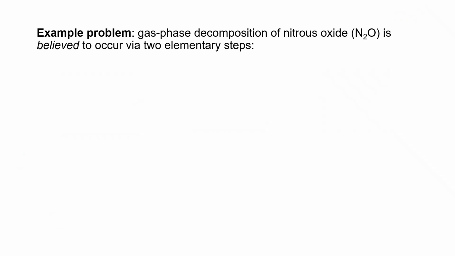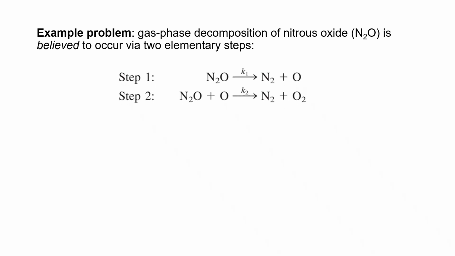All of this is easier to understand with an example problem. We're going to look at the gas phase decomposition of nitrous oxide, which is believed, emphasis on believed, to occur via two elementary steps. What are those steps? By the way, this is a little different from the reaction we were looking at before. This is decomposition, right? So a proposed step 1 is N2O decomposing to N2 and O. In turn, N2O, still a reactant, reacts with O to form N2 and O2.